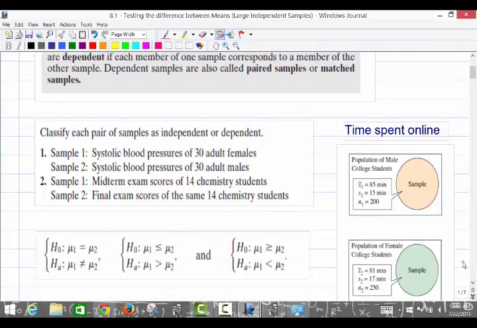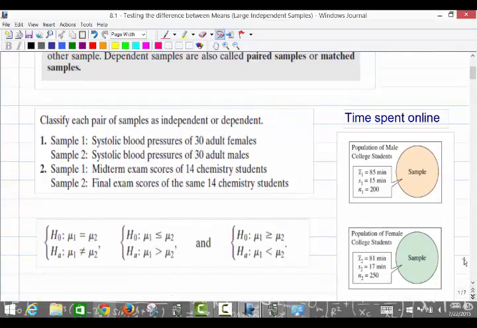Let's take a look at these examples. Number one, sample 1: systolic blood pressures of 30 adult males. Sample 2: blood pressure of 30 females and 30 males. That would definitely be two independent groups. But the second one is, first sample is midterm exam scores of 14 chemistry students, and sample 2 is the final exam scores of the same 14 chemistry students. We would consider that to be dependent samples, especially since they're coming from the same group.